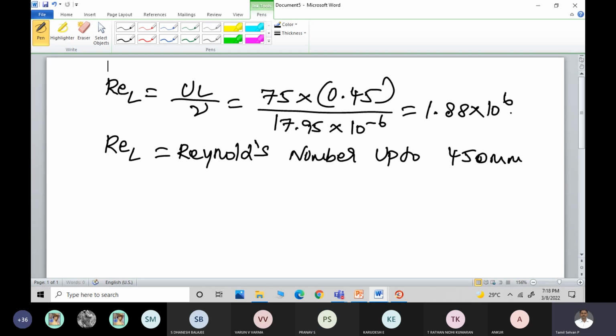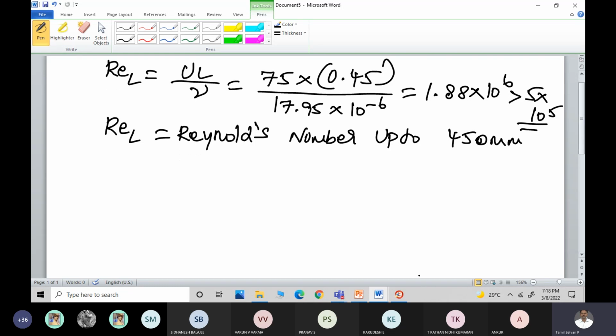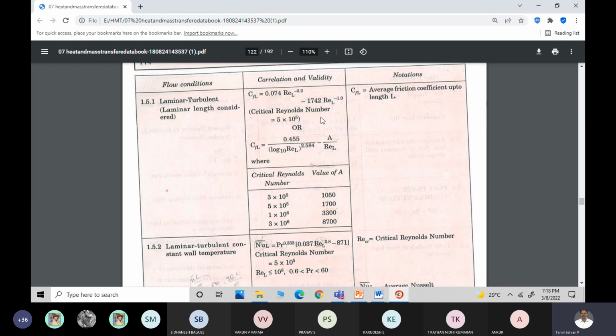Okay, again, it is greater than 5 into 10 power 5, so it is laminar turbulent combined, this formula. We should not use it as laminar flow. So we are using this laminar turbulent combined formula. Now here for average friction coefficient up to length L, we can use this general expression. This expression we can use, or this also you can use. But let us use this C f L value. You may not say it is local.